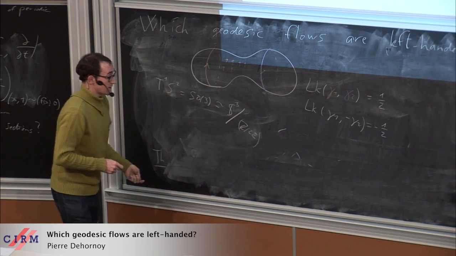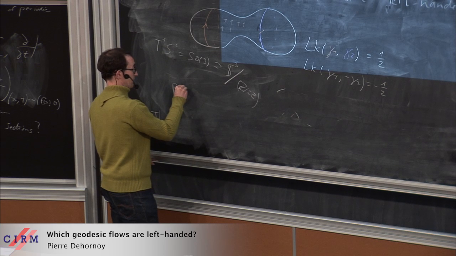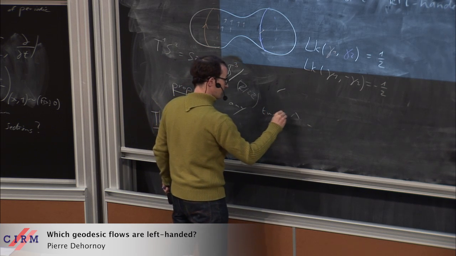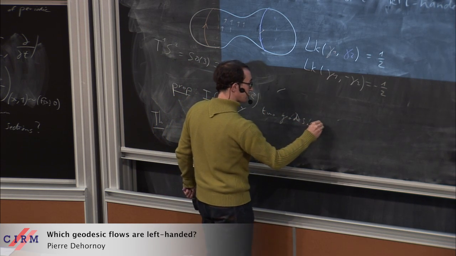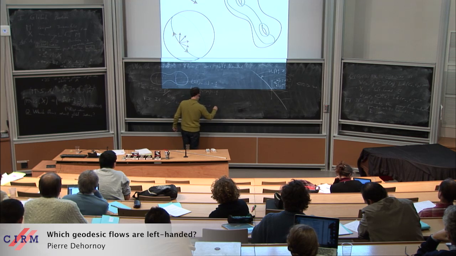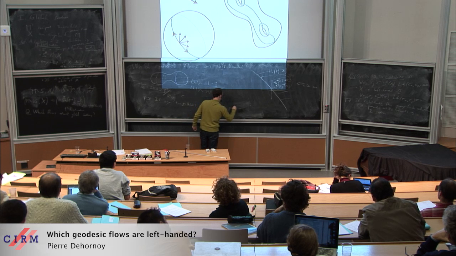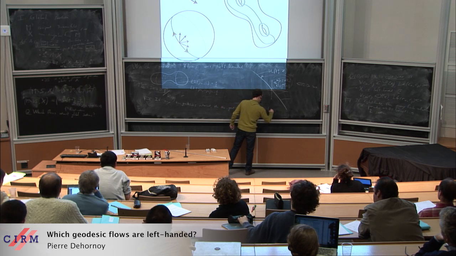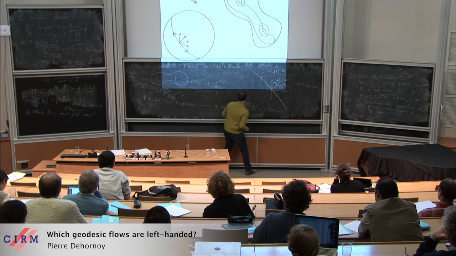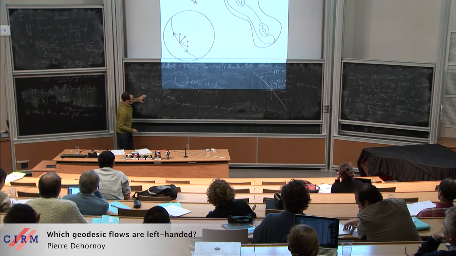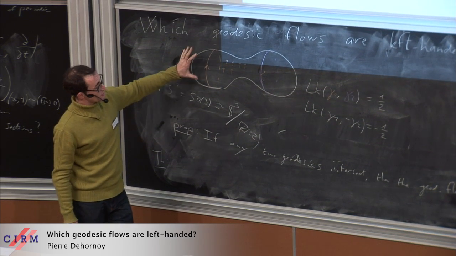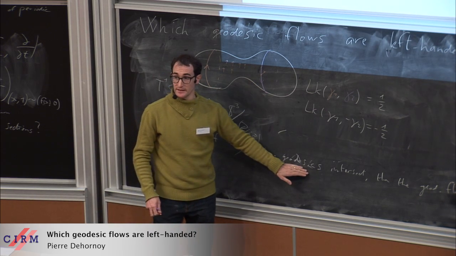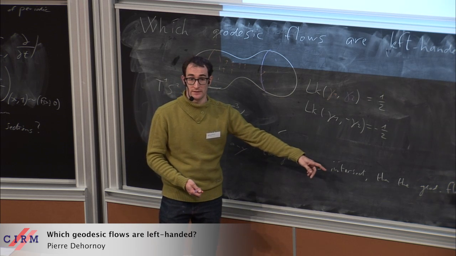Okay. On the other hand, if you have a metric on the sphere such that any two geodesics intersect, then the geodesic flow on S2 with this metric is left-handed. So here we have two things. I will not prove that one. But here we see that in some cases, if the metric is not round enough, the flow is not left-handed. But actually, if the metric is round enough so that any two geodesics intersect, then the flow will be left-handed.